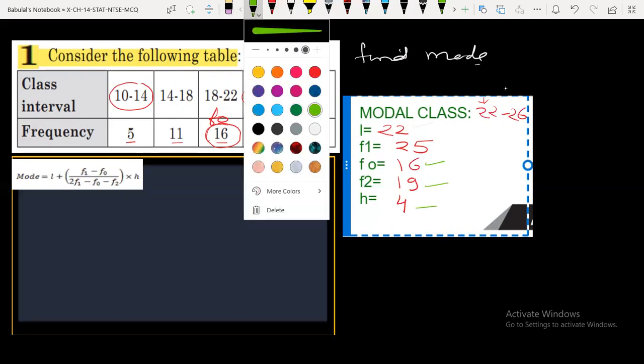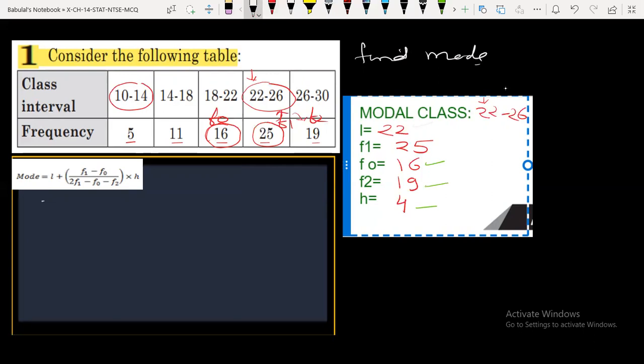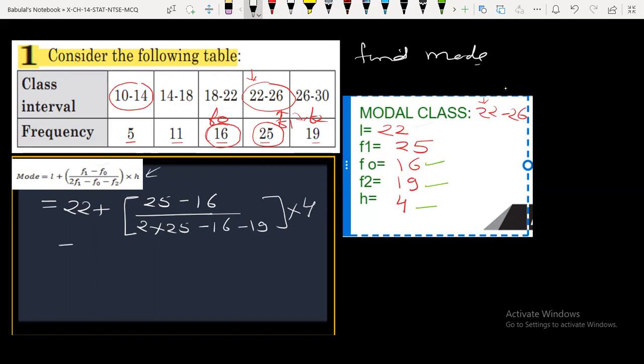We have to replace all these values in the given formula. So in place of L, we write 22 plus bracket, F1 is 25 minus F0 that is 16, divided by twice of F1, F1 is 25, minus F0, that is 16, minus F2, that is 19, bracket close, and H is equal to 4. So now please calculate it yourself and see what value it will be.